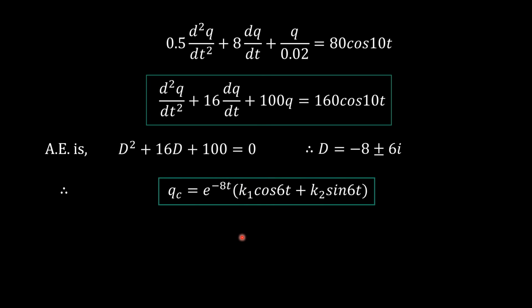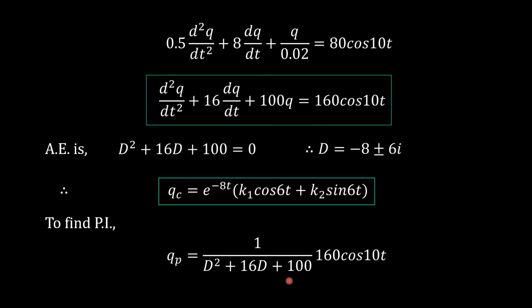Now we want to find the particular integral for q, which is given by 1 upon phi of D of f of t. Phi of D is D square plus 16D plus 100, and f of t is the right hand side function in the differential equation, which is 160 into cos of 10t. Now we know how to solve this. As this is a trigonometric function, we have to replace D square by minus of 10 square. Which is what?